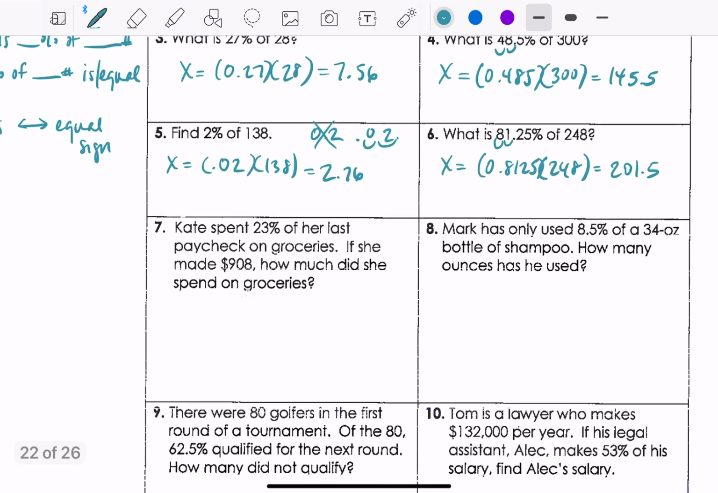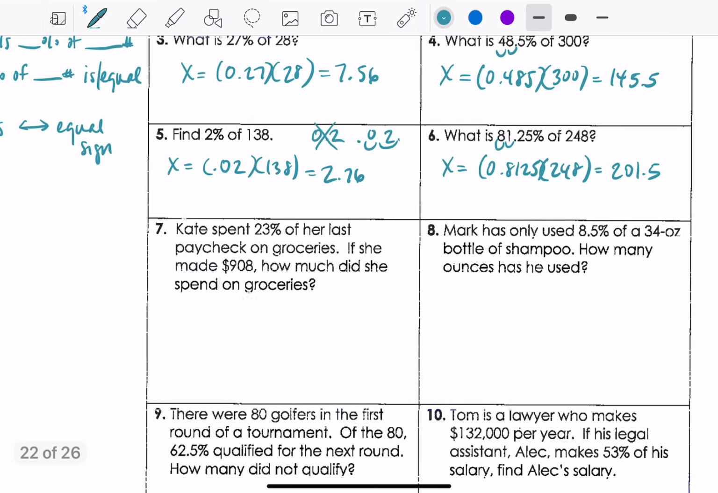So now we get some word problems. Kate spent 23% of her last paycheck on groceries. If she made $908, how much did she spend on groceries? So this was how much she made. That's the whole amount of her paycheck. So they want to know what part of that paycheck is 23%. So x equals 0.23 for the percent, 908 for the whole or the total, and you end up with 208.84. So that is how much she spent on groceries.